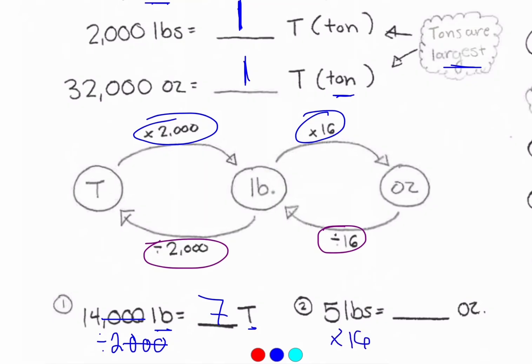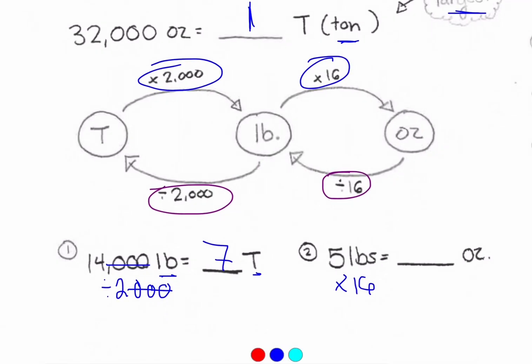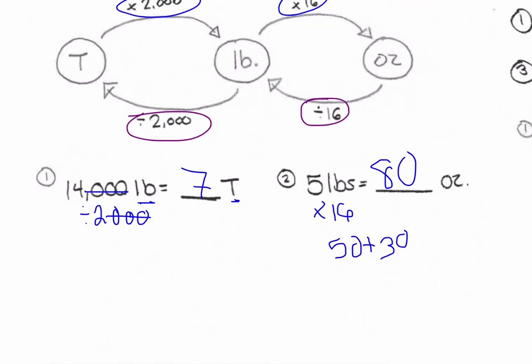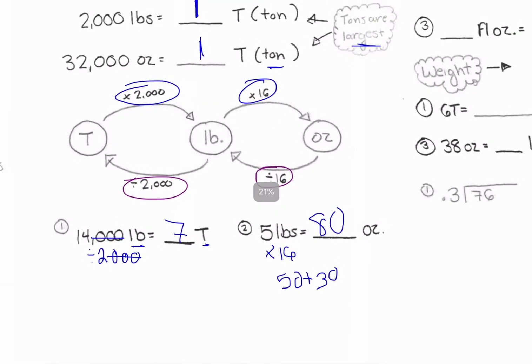I could break it up. This is a good example of the distributive property. 5 times 6 is 30. 5 times 10 is 50. 50 plus 30 is 80. So that means that there is 80 ounces in 5 pounds. And those are 2 really good example problems.